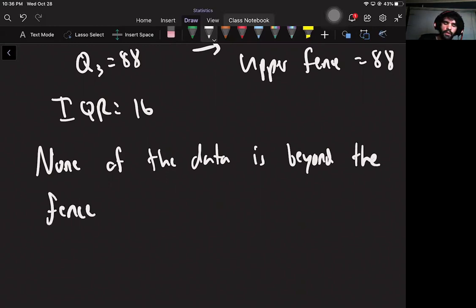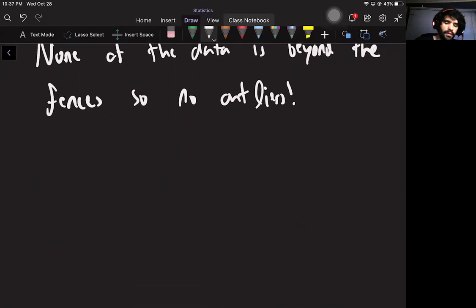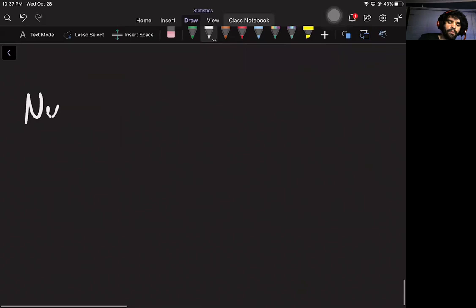So there are no outliers. Okay. So next, we're going to use all this stuff to create the box plot. All right. So that's what's next.